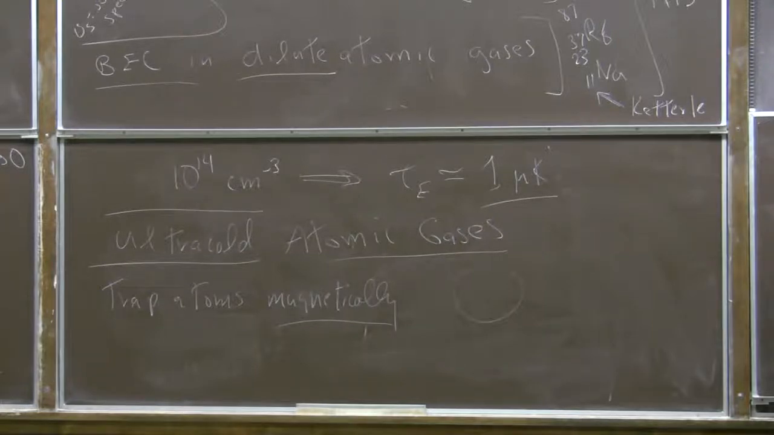So the first step is called optical molasses. That's not how you spell molasses, though, not even close. I think it's probably one L and two S's, but I don't know how to spell molasses.